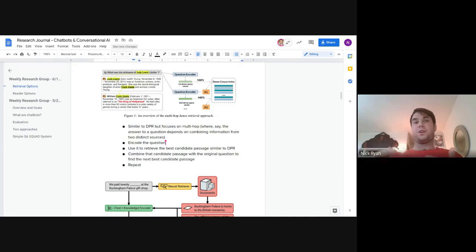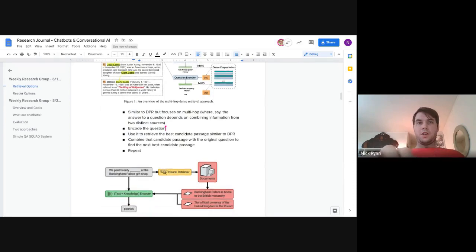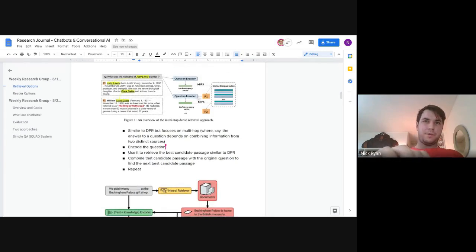It's very similar to DPR. We encode the question. We use it to retrieve the best candidate passage, similar to DPR. And then, in the meat here, we take that result and we add it to the original question, and then we use that newly encoded vector to go back to our data set of passages and find the next best candidate. So at each step, it incorporates the information that it's retrieved into the new query.